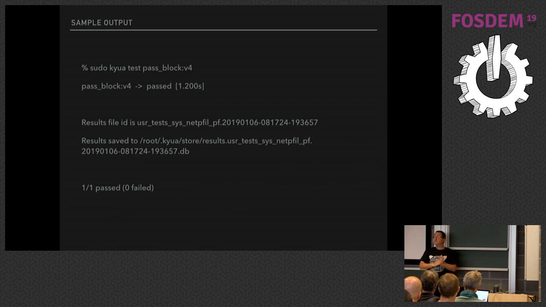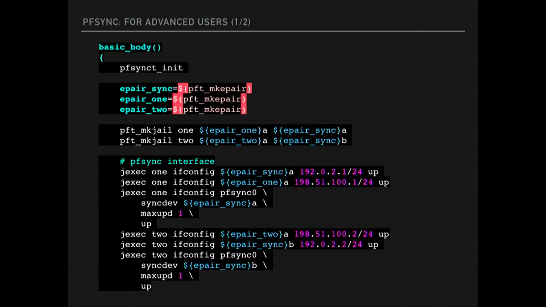So this was a very simple test. I've mentioned pfsync before, so let's take a look at a really complicated test. This is just half of the test, but this is a very basic test for pfsync. It synchronizes states from one firewall to another. So what do we need? Well, we need an interface over which they can sync. We need 2 jails that will have states, and we will just send our traffic from the host.